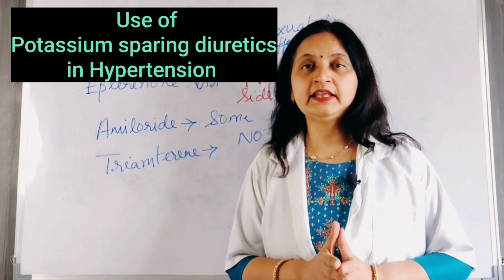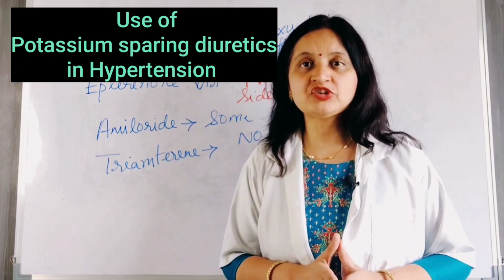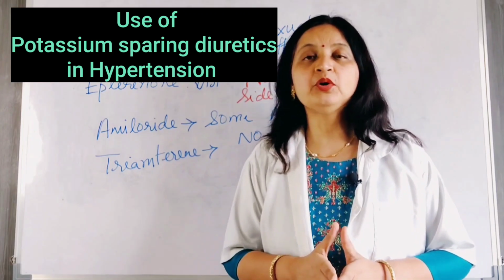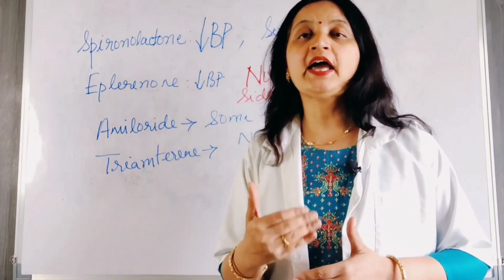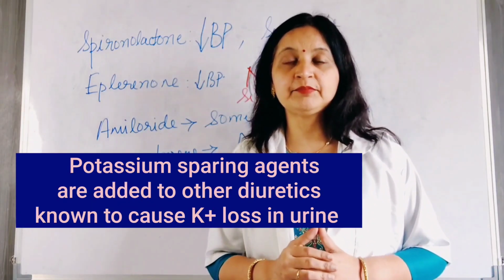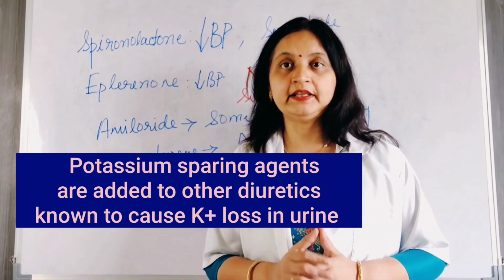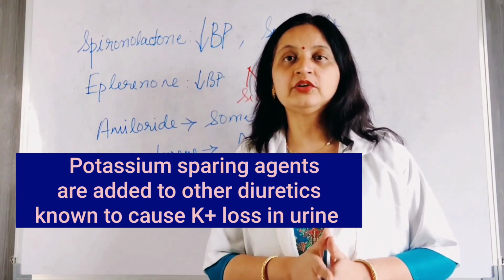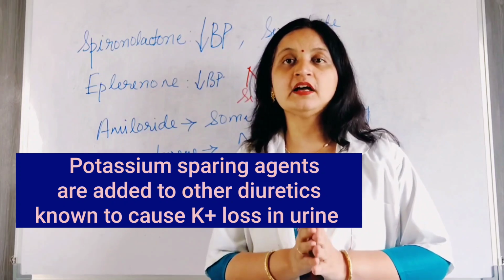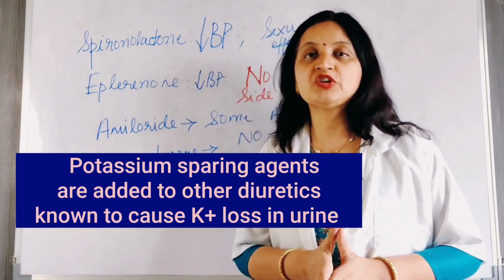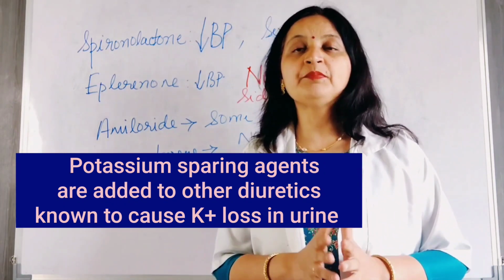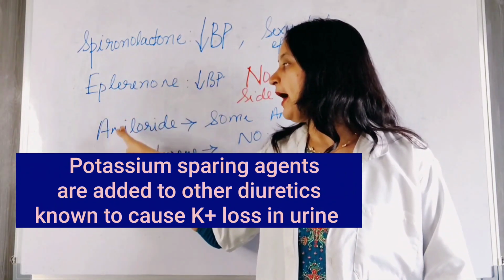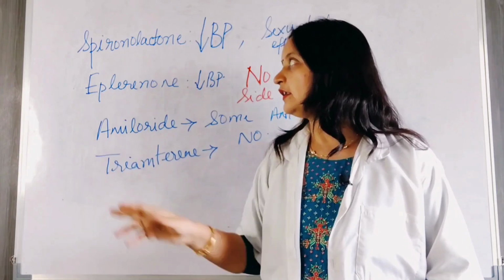Diuretics, as we have learned, cause loss of potassium in urine, causing hypokalemia as a side effect, and hypokalemia can potentiate arrhythmias and increase the risk of sudden death. Therefore, potassium-sparing agents are combined with diuretics, and this helps to conserve potassium and minimize the potassium loss in urine. Now, some of the potassium-sparing diuretics are spironolactone, eplerenone, amiloride and triamterene.